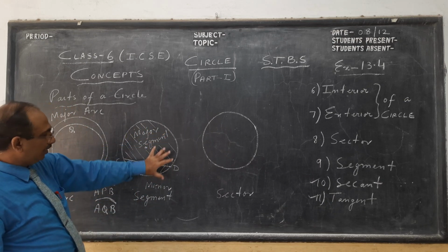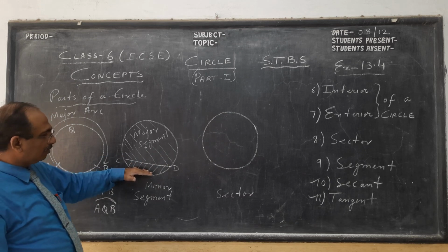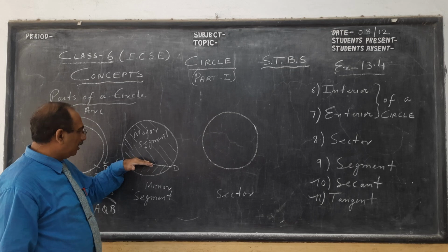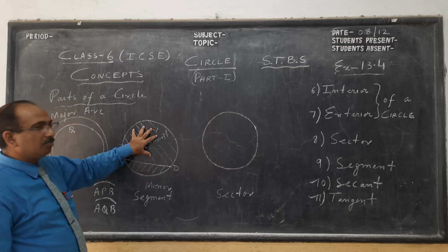Okay, major segment. So chord and arc: chord with minor arc gives you the minor segment. Minor means smaller, children. And the chord on the other half, including the center, that bigger area is called the major segment.